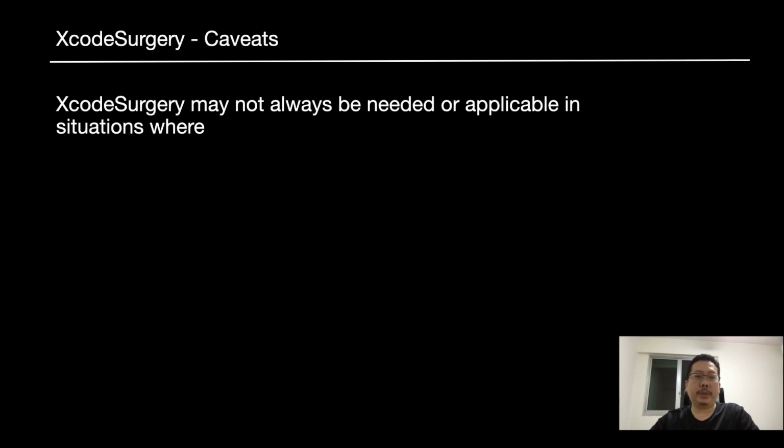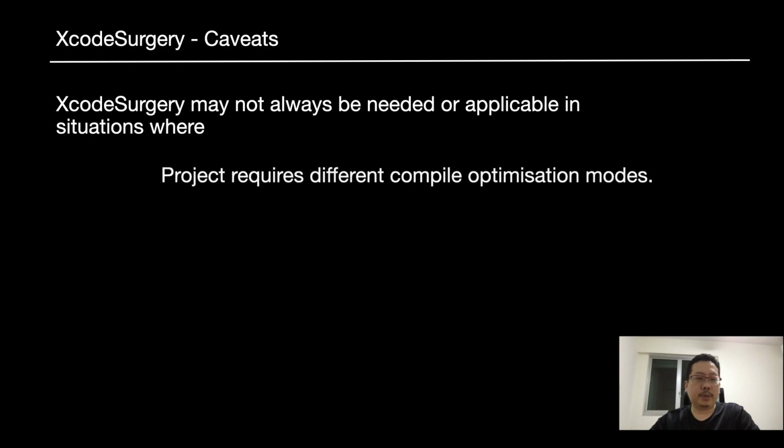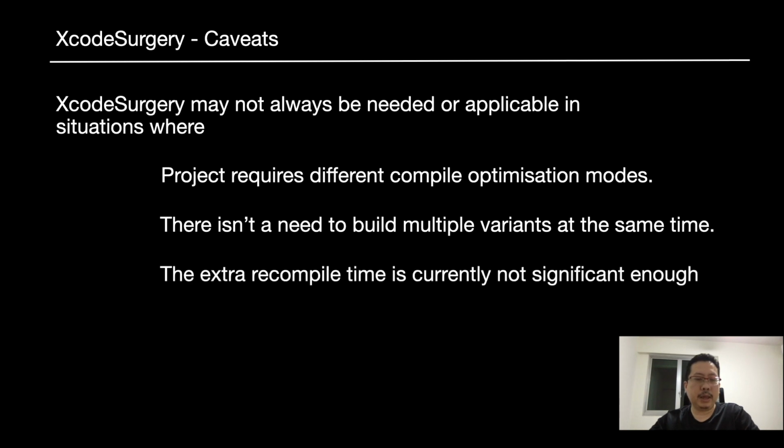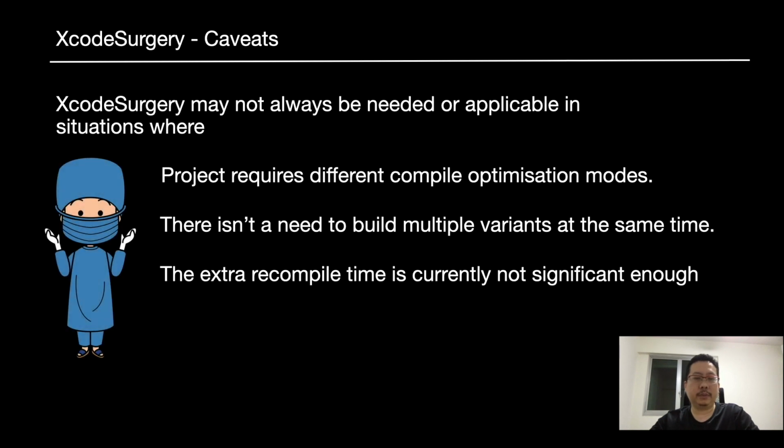XcodeSurgery may not always be needed or applicable in situations where the project requires different compile optimization modes for each build configuration. There isn't a need to build multiple variants at the same time. In some project team setups, only a certain flavor is built where new commits are pushed onto specific branches. And probably the extra recompile time is currently not significant enough.